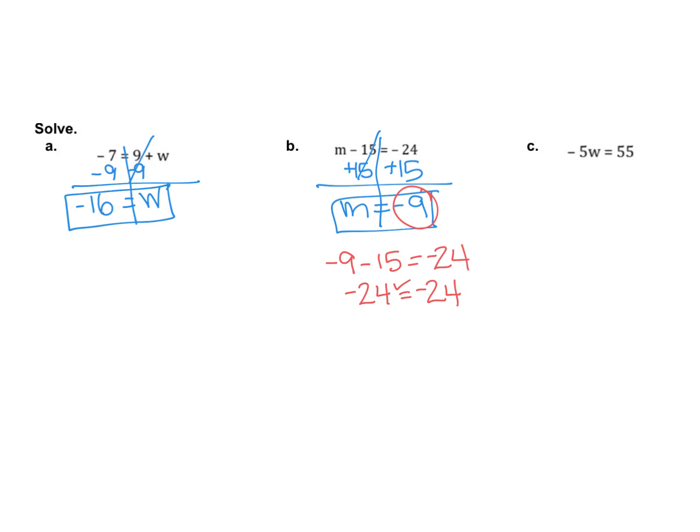I have negative 5w is equal to 55. Again, I'm isolating the variable, and that negative 5 is multiplying the w. So in order to undo multiplication, I'm going to divide. And so I'll be dividing by negative 5 on both sides, and w is then going to give me 55 divided by negative 5 is negative 11.